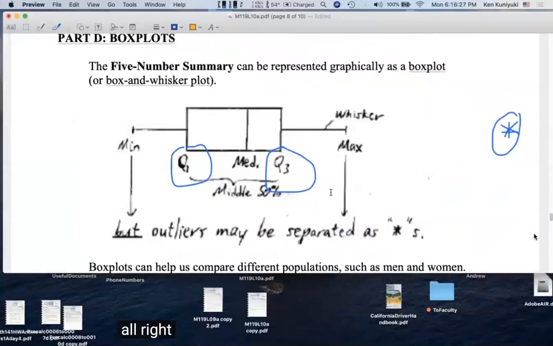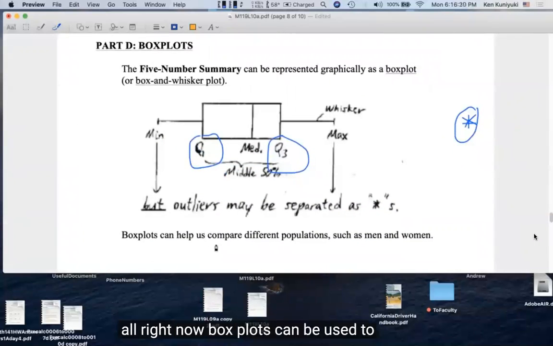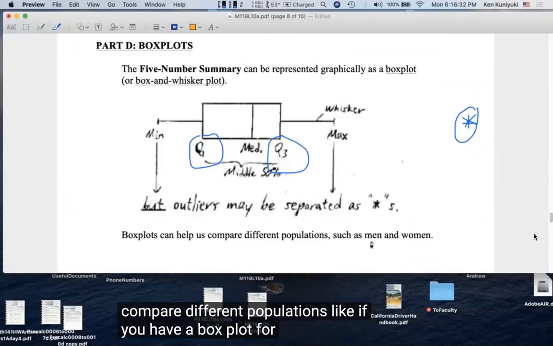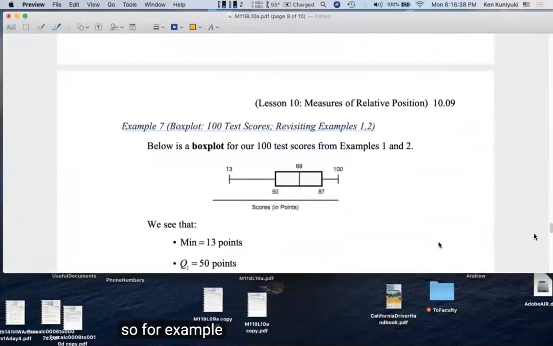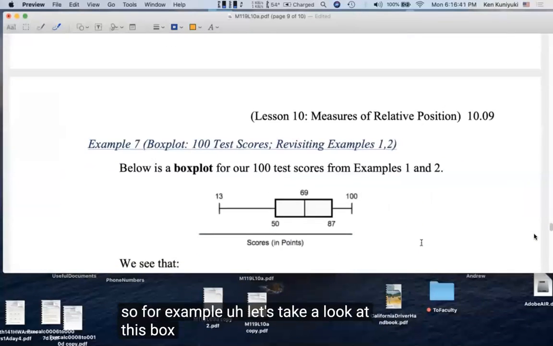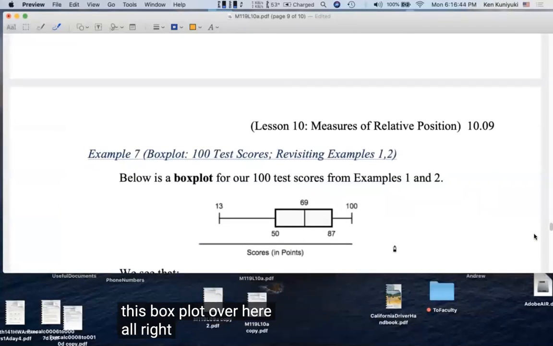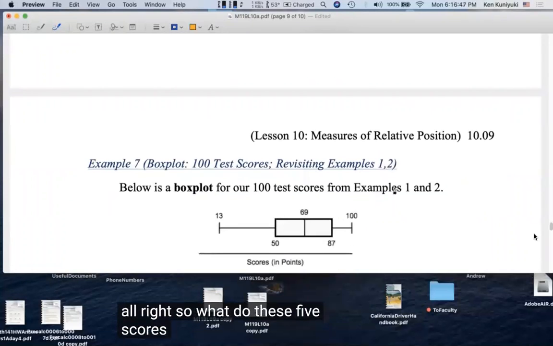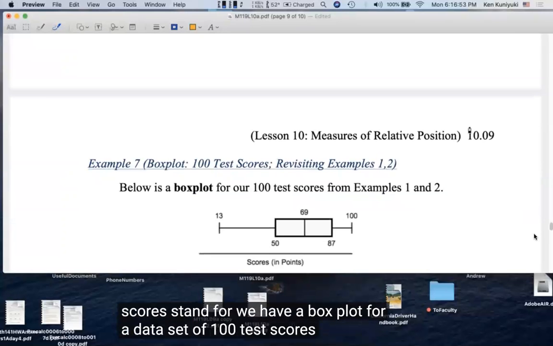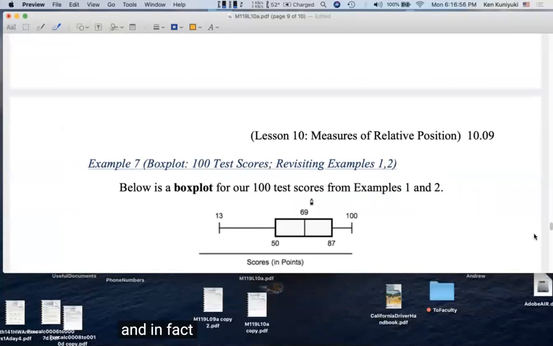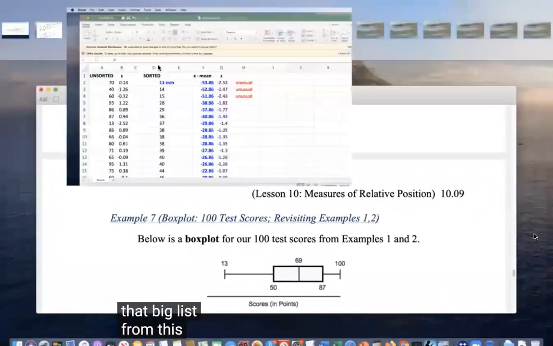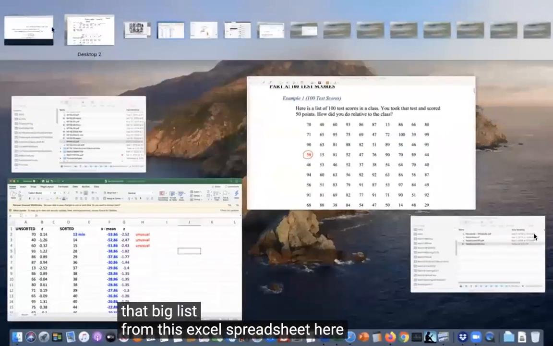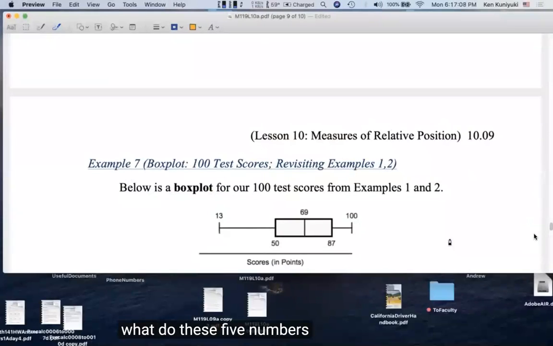All right. Now, box plots can be used to compare different populations. Like if you have a box plot for men and another box plot for women, you can do some quick comparisons. So for example, let's take a look at this box plot over here. All right, so what do these 5 scores stand for? We have a box plot for a data set of 100 test scores. And in fact, it's the box plot that comes from the 100 scores I showed you from that big list, from this Excel spreadsheet here. What do these 5 numbers mean?